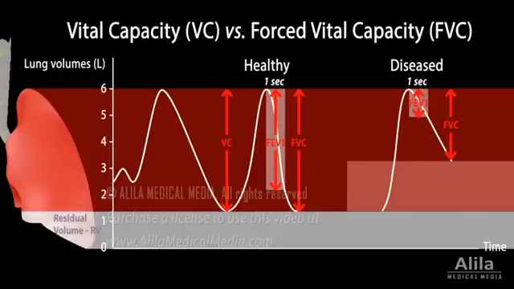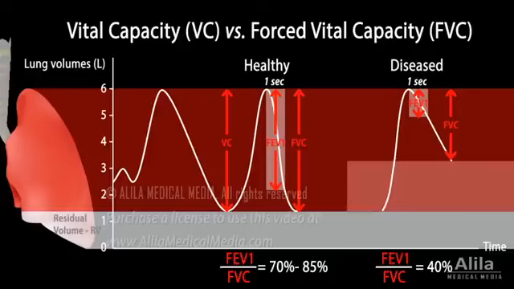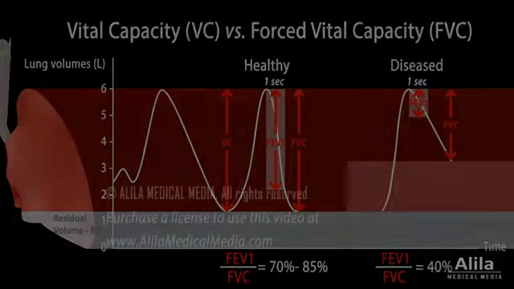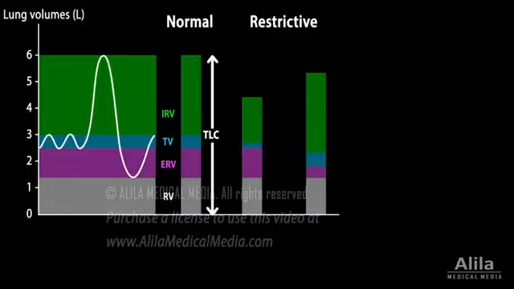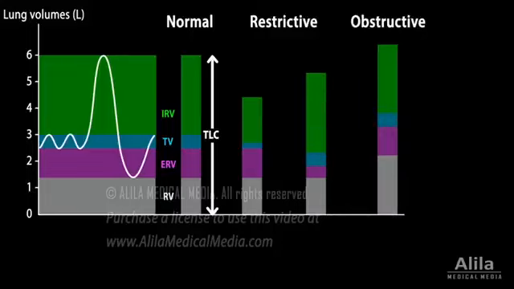FEV1 is used to calculate the percentage of air that is expelled during the first second. This FEV1 over FVC ratio inversely reflects the resistance to expiratory airflow. In healthy people, it is around 70 to 85%. A smaller number means increased lung resistance. Spirometry is useful in differentiating between restrictive and obstructive pulmonary diseases.